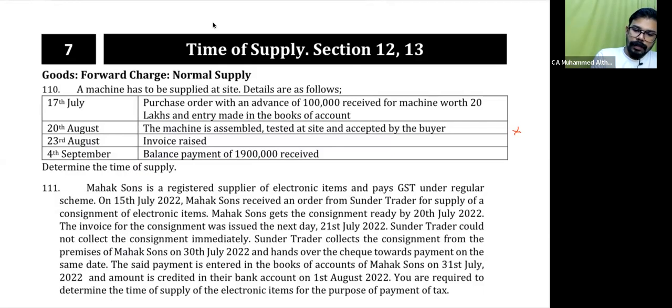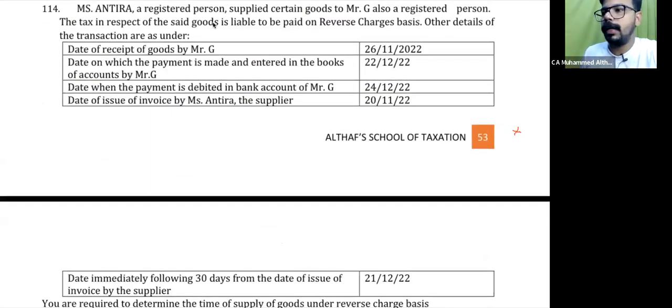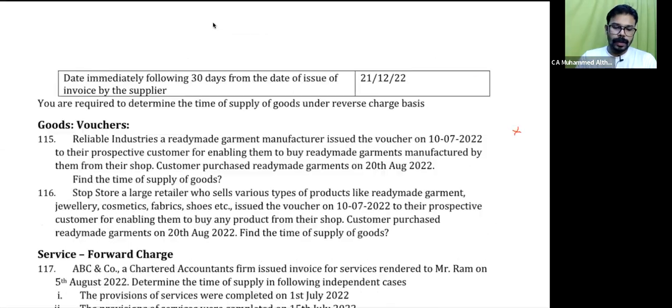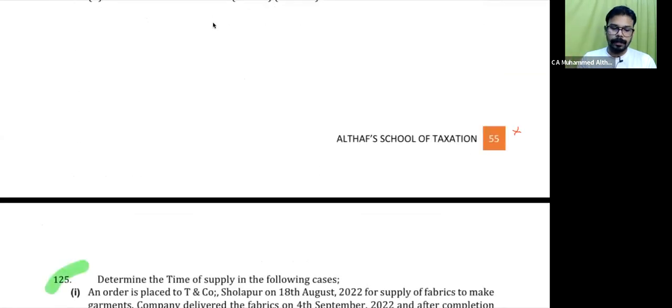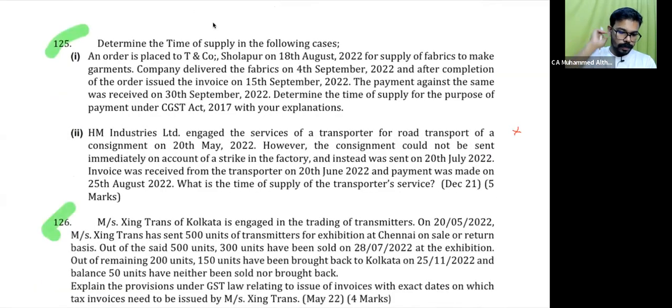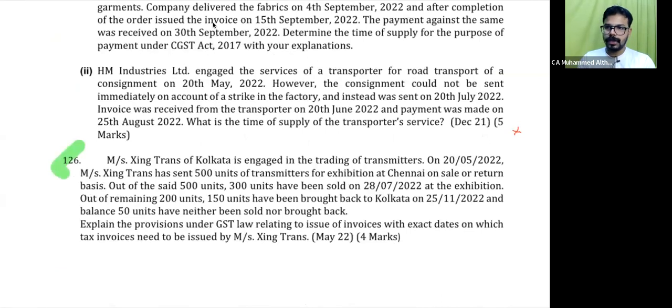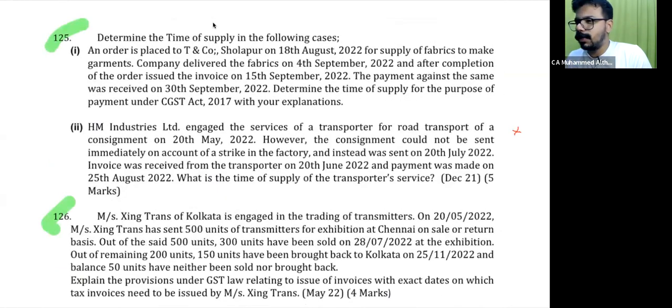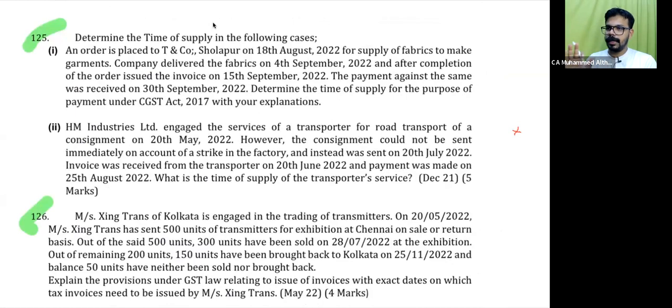So, the time of supply chapter. The time of supply chapter questions are actually easy, where you have to compare which is earlier. So I'm not going to do those kinds of questions. From the time of supply chapter, I picked only two questions, but they are very important. One is the December 21 question, and the other one is the May 22 question. I actually personally like this question very much. Okay, so everybody do this 125.